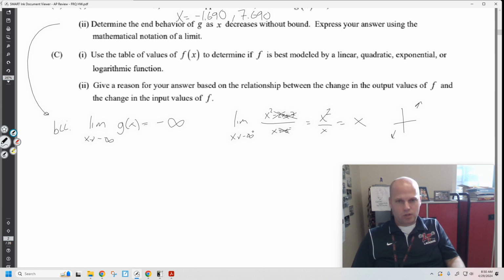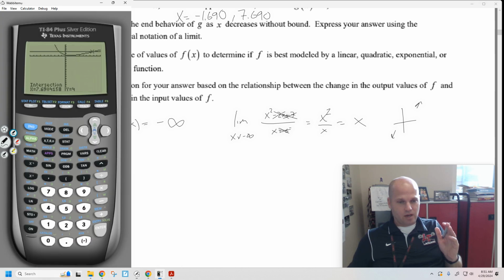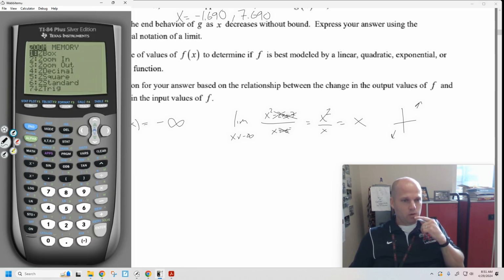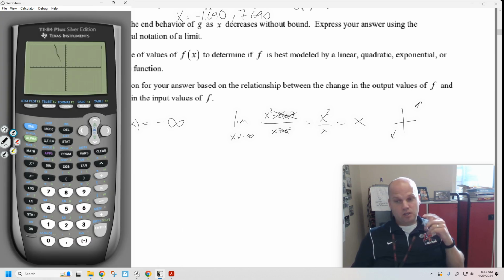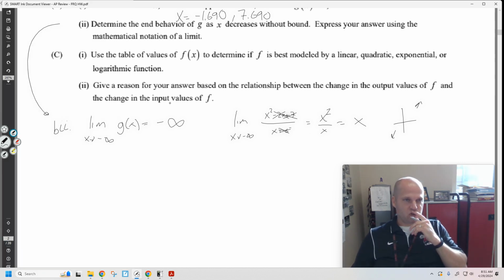You don't have to show all this work. You could just look at the graph as long as you see all the graph. This is a great example of if you kept your window in Zoom standard and you're not thinking about the fact that you have a rational function, you might be saying positive infinity. So make sure you're investigating, make sure you do a little bit of math to get your answer to double check.